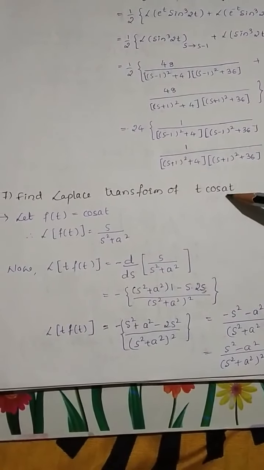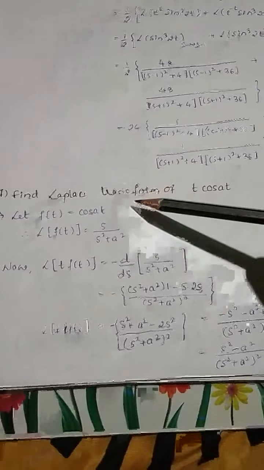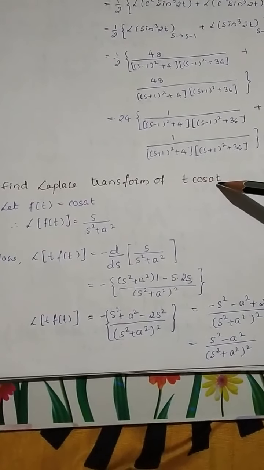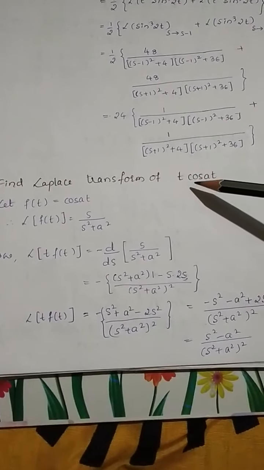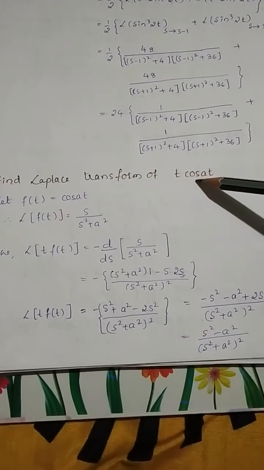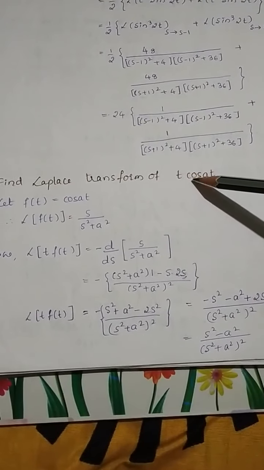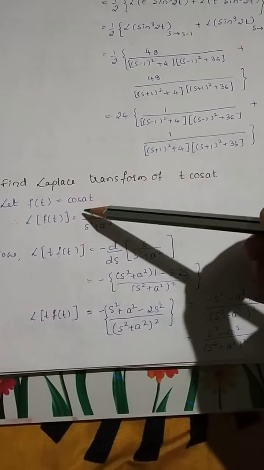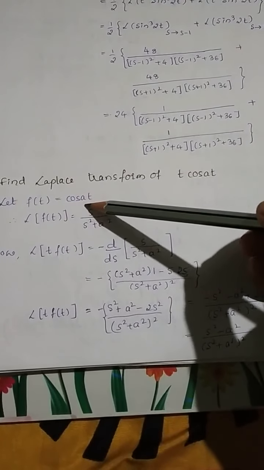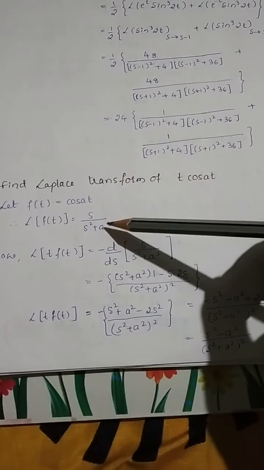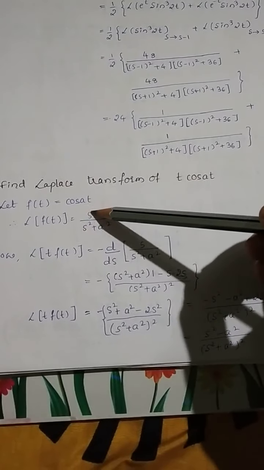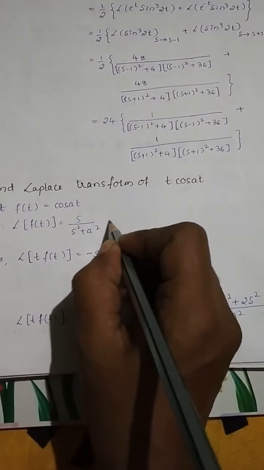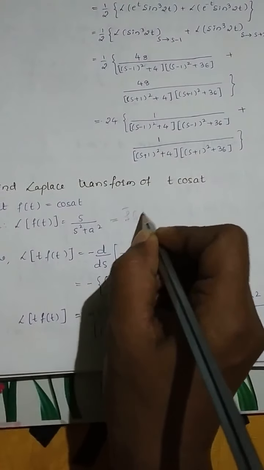Using the second property, let us solve this example. Find Laplace transform of t cos at. It is of the form t raised to n into f of t. Here n is equal to 1, t into cos at. Let f of t be cos at. The Laplace transform of cos at is s upon s square plus a square. This is nothing but f bar of s.